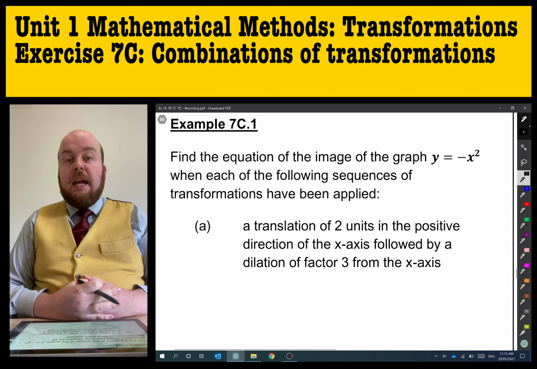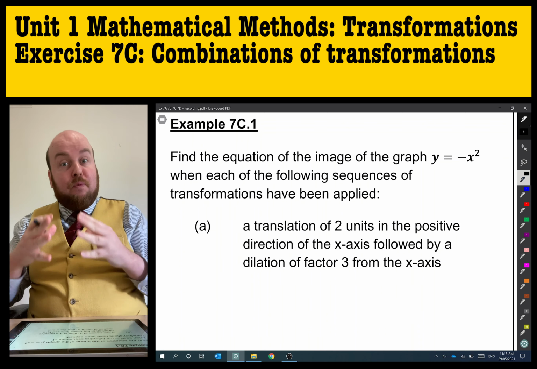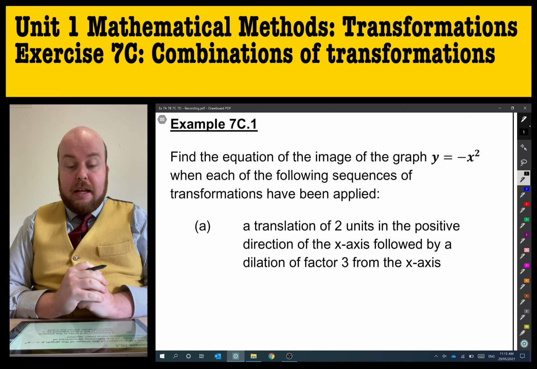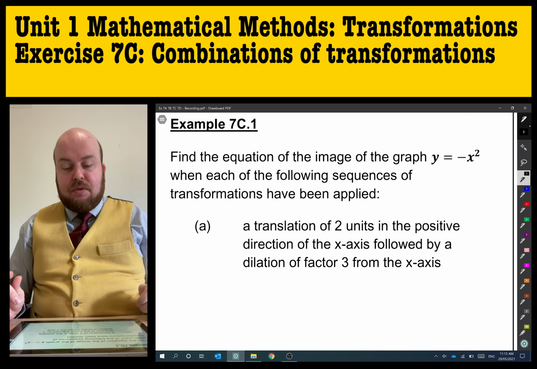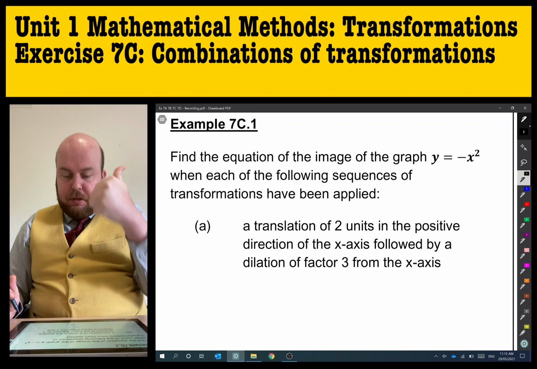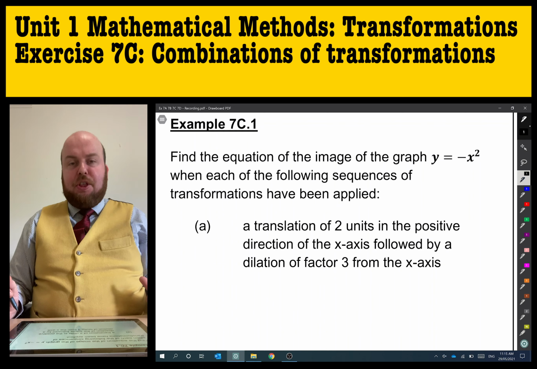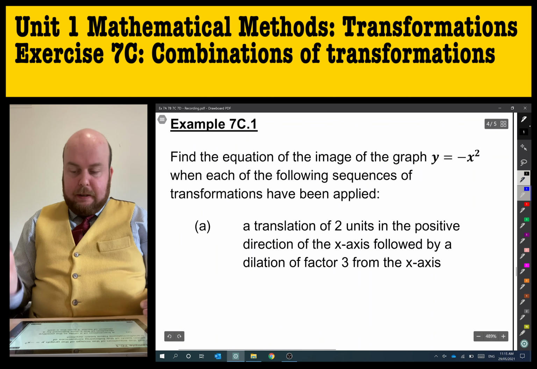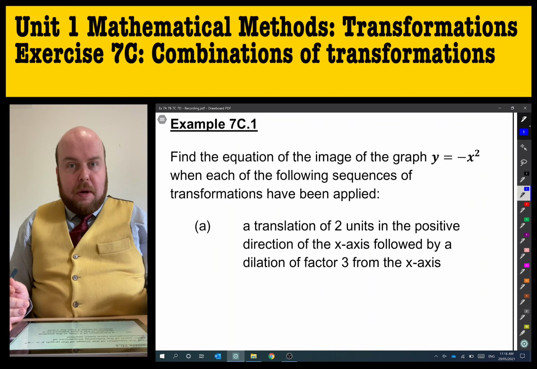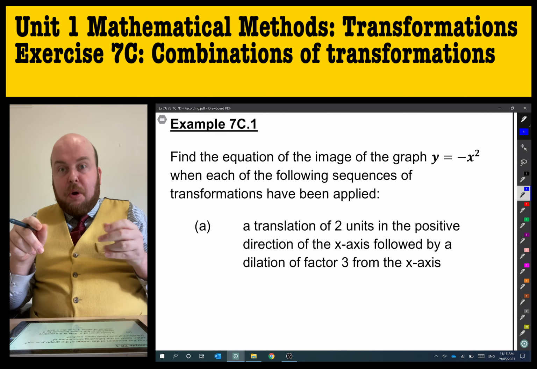Let's have a look. Example 7c.1. Find the equation of the image to the graph of y equals negative x squared when each of the following sequences of transformations have been applied. A translation of 2 units in the positive direction of the x-axis, followed by a dilation of factor 3 from the x-axis. Now, when I do these sorts of questions, I would set up my little XY arrow business.